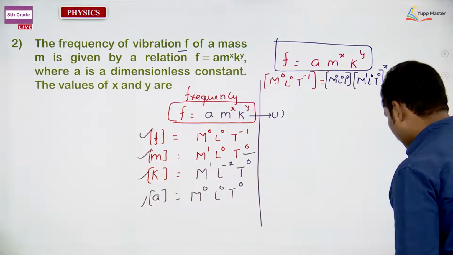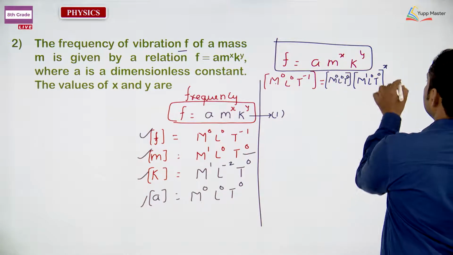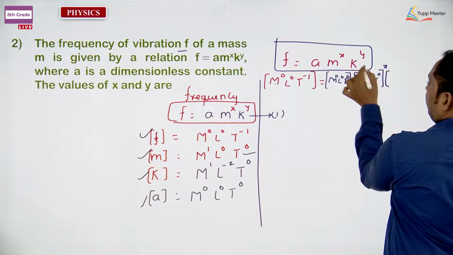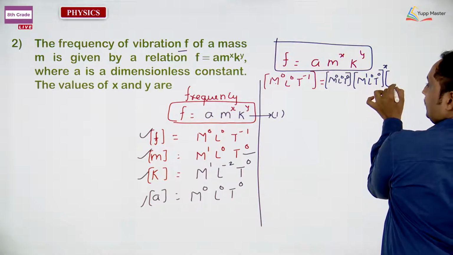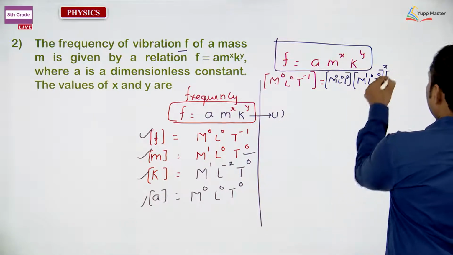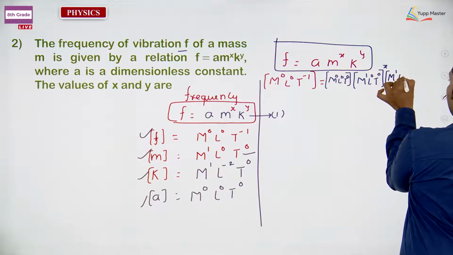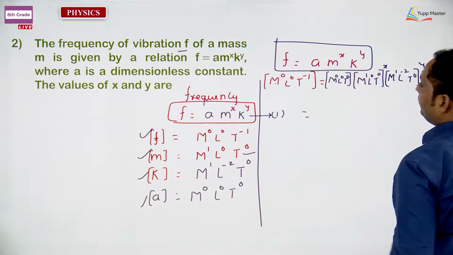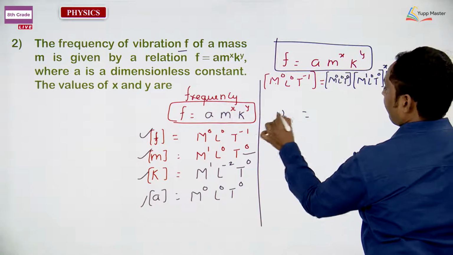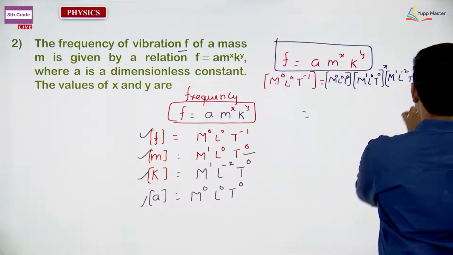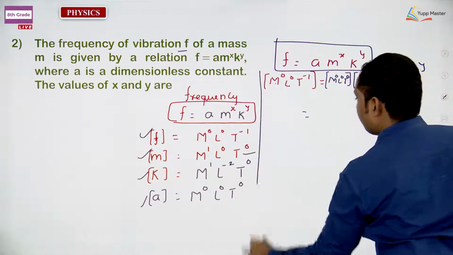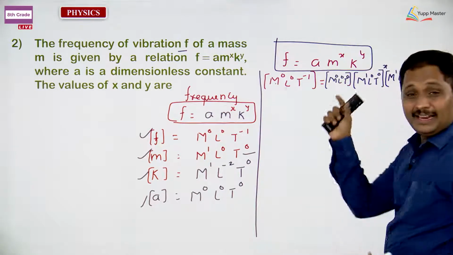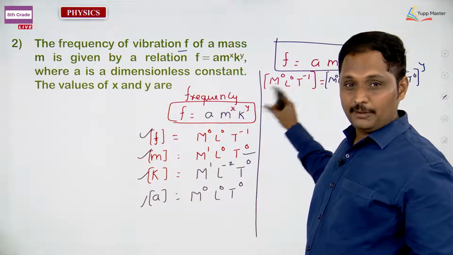Right, now you can take this one. Yeah, that is k. For k you can take this m power 1 and l power minus 2, t power 0, whole power y. You will take that. Right, you should compare this one, left hand side and right hand side are going to be compared.